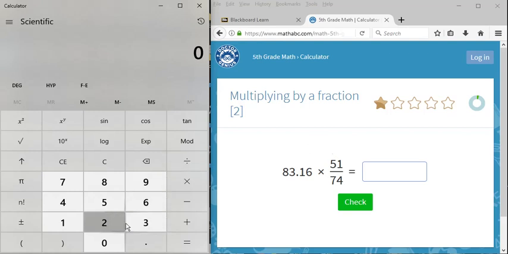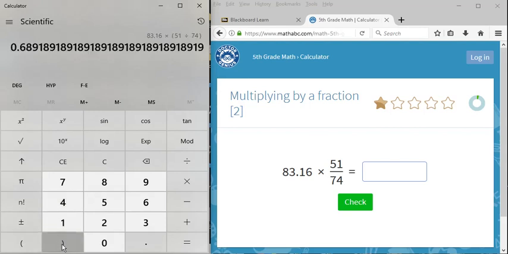So I start off with 83.16 times, now I open parenthesis and I'm going to type 51 divided by 74 and now close parenthesis, and it shows the intermediate answer up there, but I have to click an equals to get the final answer.